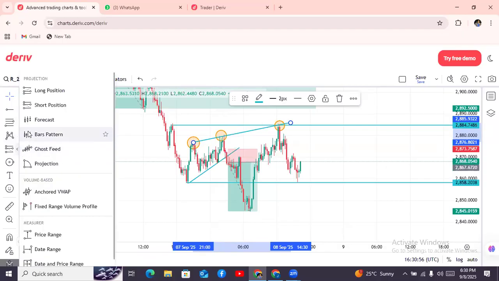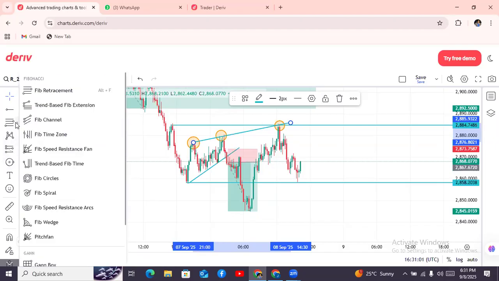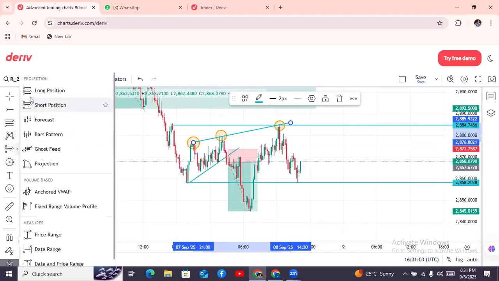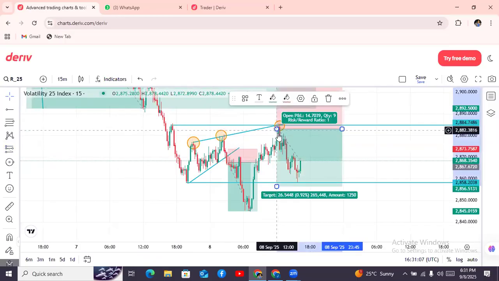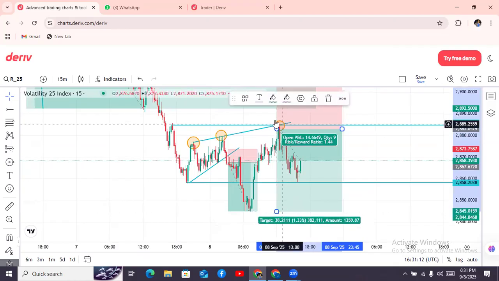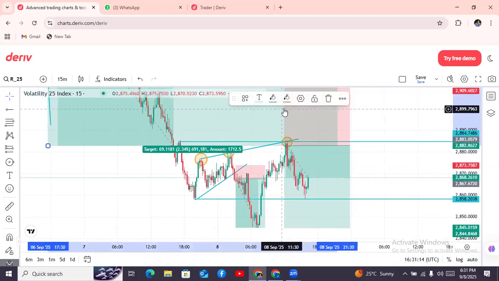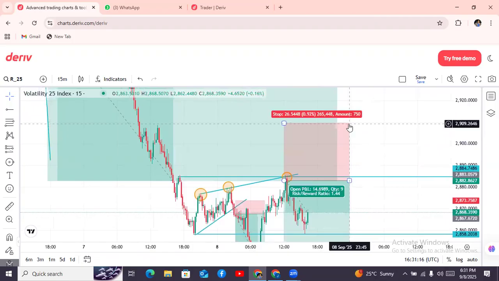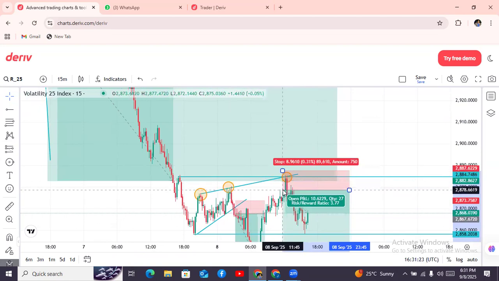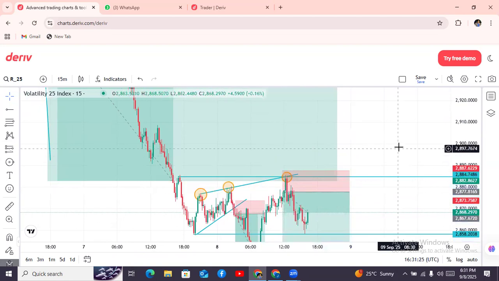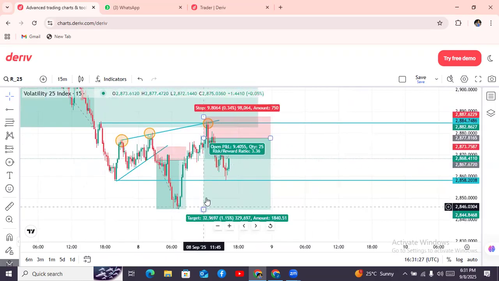the market moved in that direction. Okay. So it was supposed to come at least to that level. It was supposed to come at least to this level.